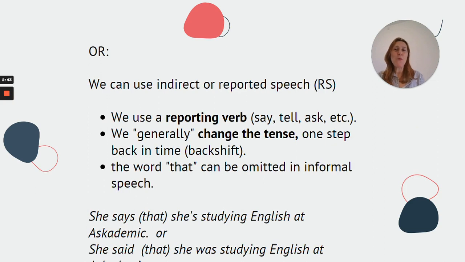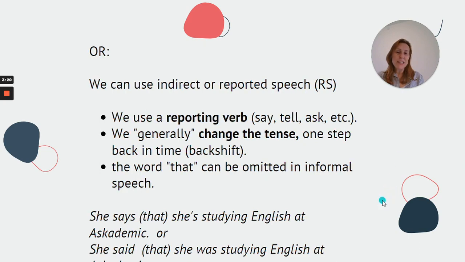Or, as I said before, we can use indirect or reported speech. We can use a reporting verb like say, tell, ask, etc. We generally change the tense one step back in time, and we call that backshift. It's not always necessary, of course, as we will see in a minute. We said that the word "that" can be omitted in informal speech. She says that she's studying English at Askademic, or she said that she was studying English at Askademic.